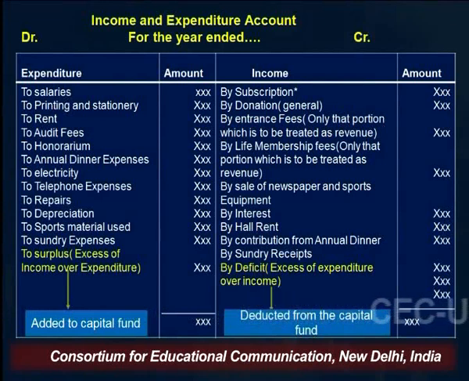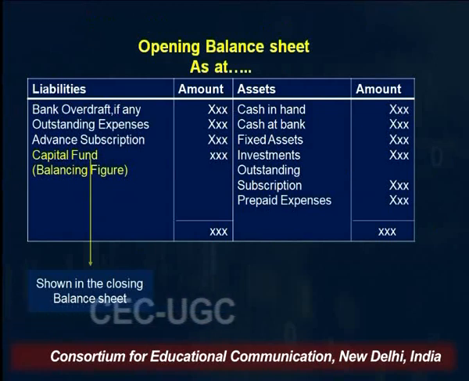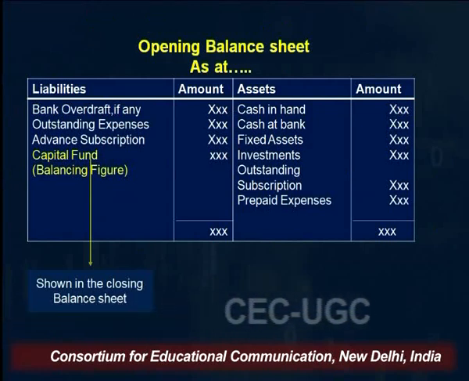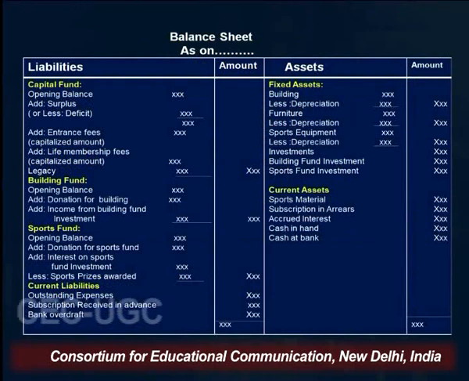If surplus is there, then that is added to the capital fund, and this will be shown in the balance sheet. If deficit is there, then that has to be deducted from the capital fund, and this will be shown in the balance sheet. So the next is opening balance sheet. We have already discussed how the opening balance sheet is prepared. And the third is closing balance sheet. We already talked about how to prepare the closing balance sheet in our previous lecture.